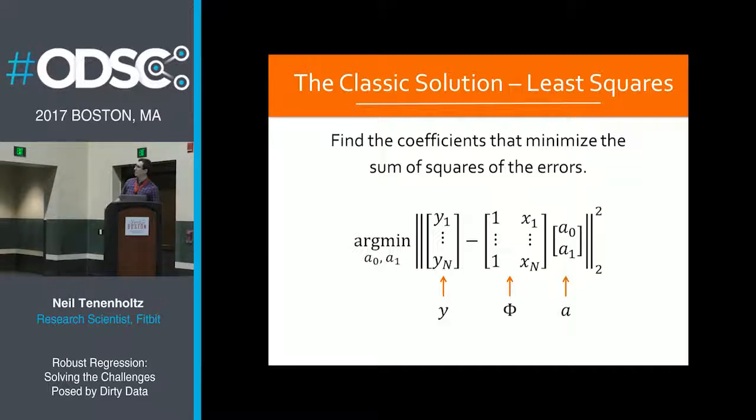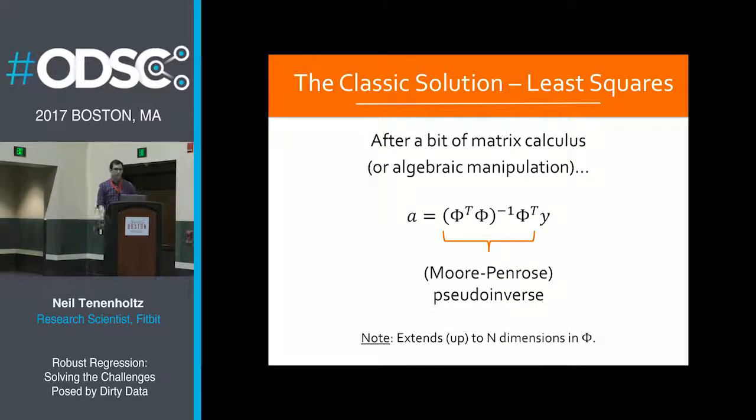For notation, I'm just going to call that x matrix, the matrix of 1s and x's, phi, and our a vector just a. It turns out, after a bit of either matrix calculus or algebraic manipulation, depending on what suits your fancy, there's a closed form solution for A. Whenever you're running a regression, this is basically what it's doing. It's computing something like this. And so what this does is try to find the best solution for your system by minimizing the sum of the squares. And this extends up to n dimensions.